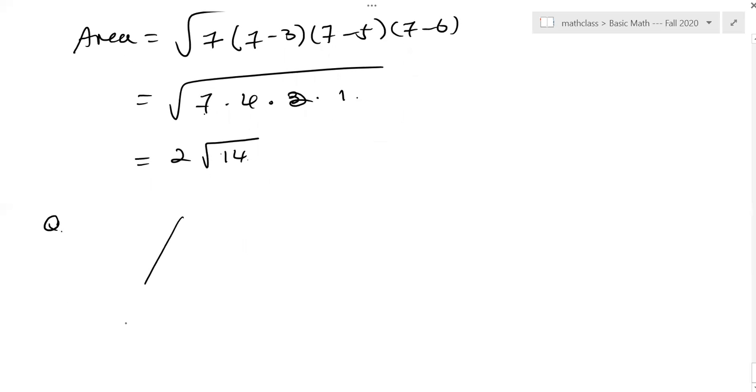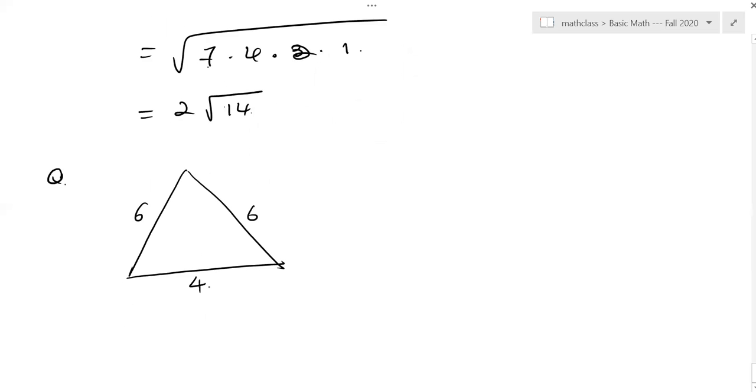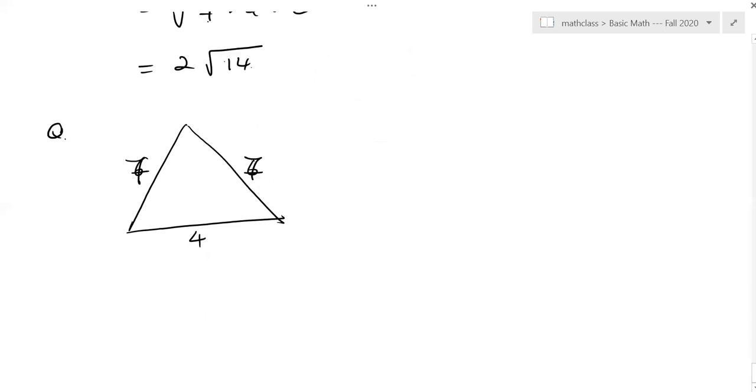So if you are given the triangle, okay, and this side is 6, this side is 6, the other side is 4, how do you find the area? Oh, I can even put a 7 here, make it different. Okay. So there are a couple ways to find the area.